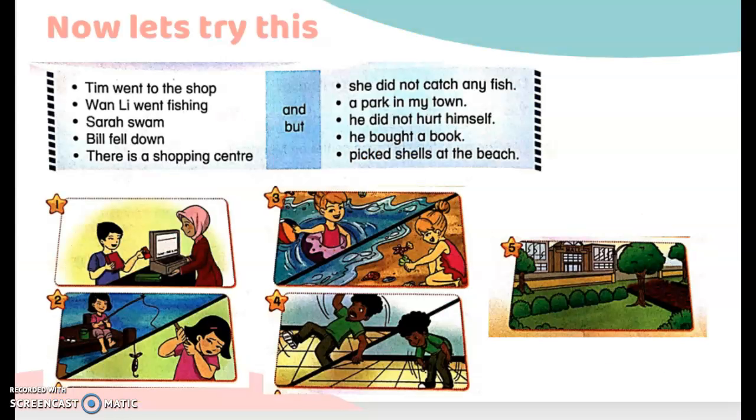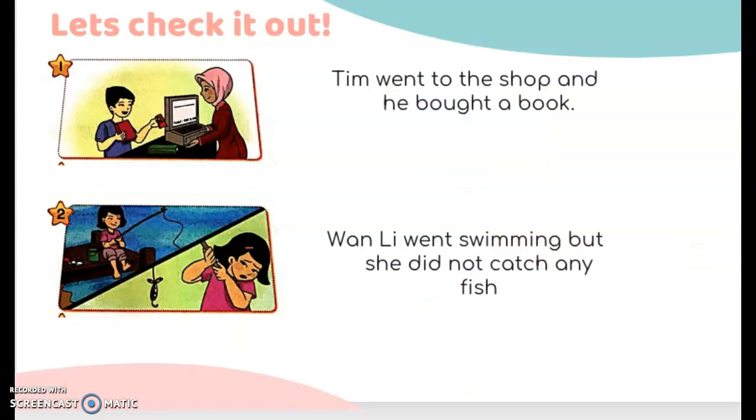For this one, you are using the conjunctions and and but to combine sentences. There are 2 columns here and there are 5 pictures. You have to combine the left column to the right column using these 2 conjunctions. Right, let's look at the first one.